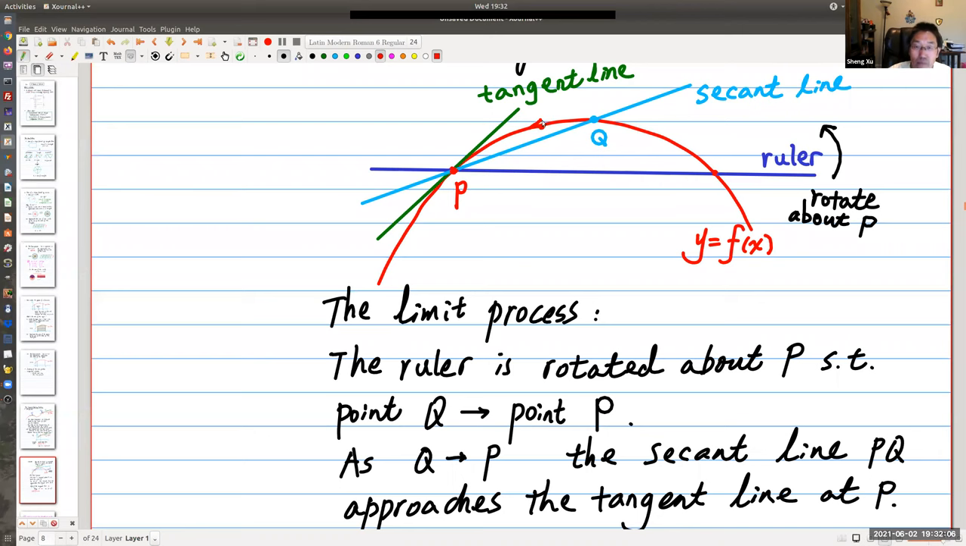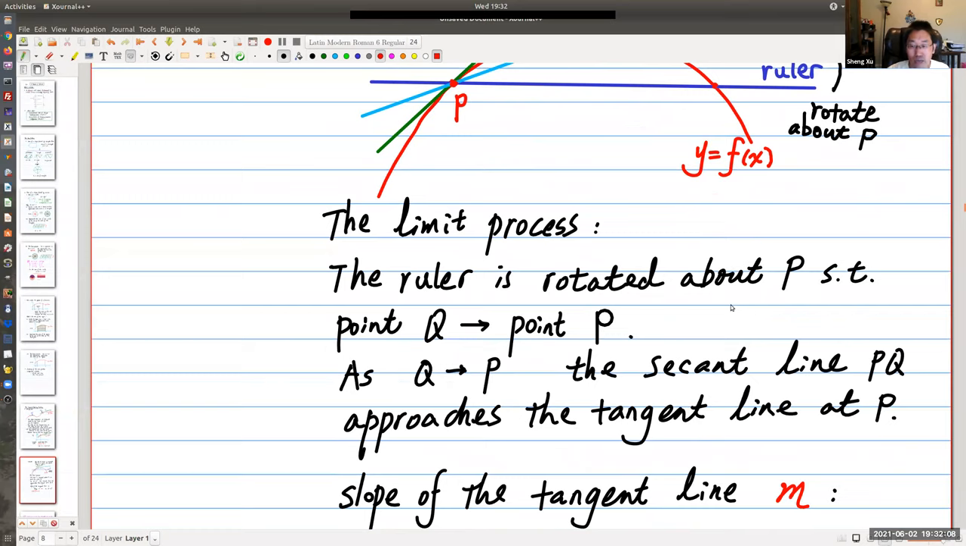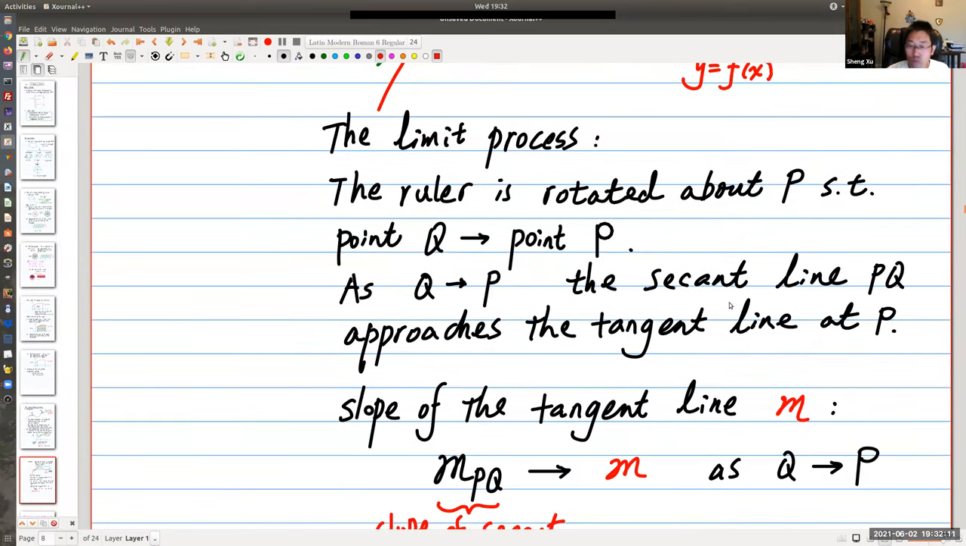approaches what? The tangent line. So what's the slope of the tangent line?